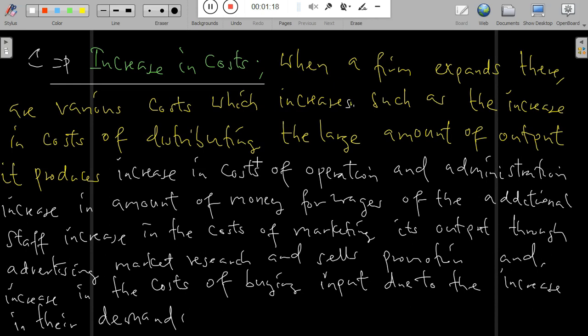So this includes increase in the cost of production. When a firm expands the size of production, there are different disadvantages that the firm incurs. This includes increase in cost. When a firm expands, there are various costs which increase, such as increase in cost of distributing the large amount of output it produces, increases in the cost of operations and administration, increase in the amount of money for wages for the additional staff, increase in the cost of marketing its output through advertising, market research, and sales promotions, and increase in the cost of buying inputs due to the increase in their demand.